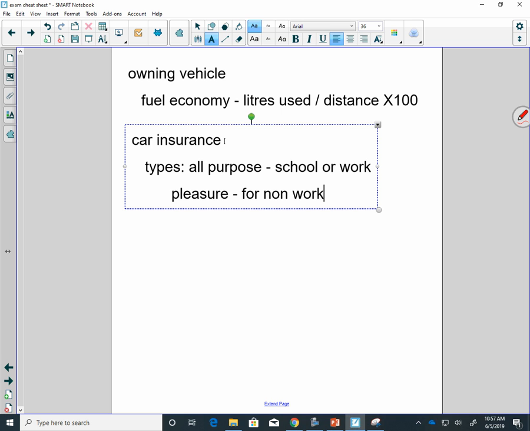Okay, so in fact, the way my birthday is, I just got my insurance in the mail. It's due July the 13th, I think. So I often go in on July 1st, pay my insurance, and I move my car to pleasure because guess what? I'm not going to work in the summertime. And I save a few bucks.